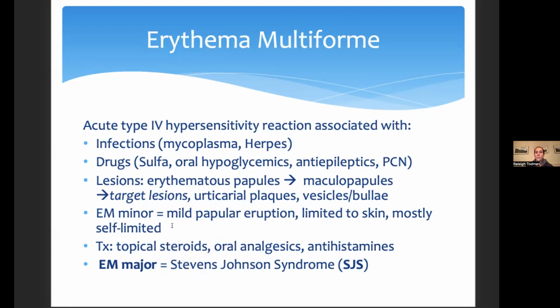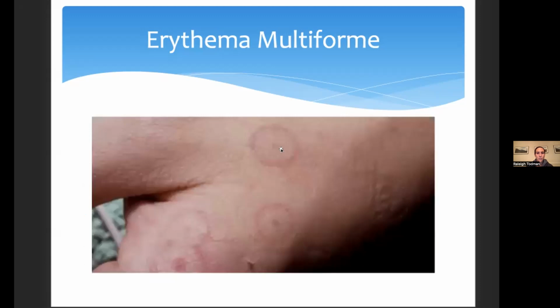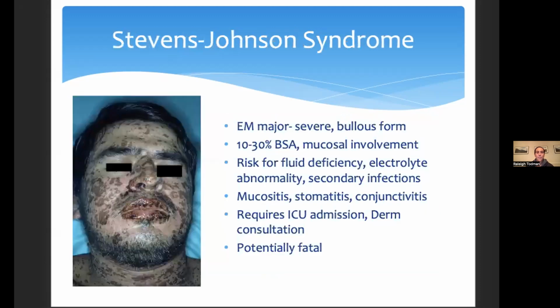EM minor is mostly just the skin, mostly self-limited. Topical steroids can be enough for it. EM major is when you get to a severe disease like Stevens-Johnson syndrome. This is just a picture of what these lesions can look like. So on to Stevens-Johnson. This is EM major.